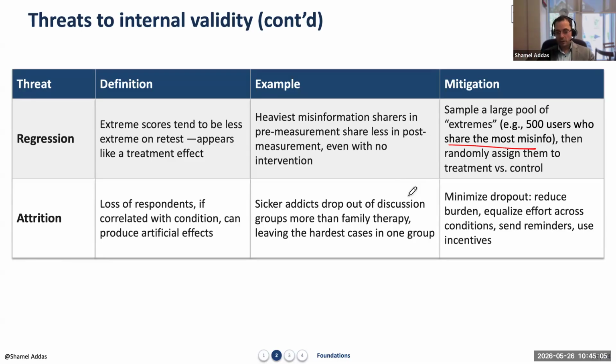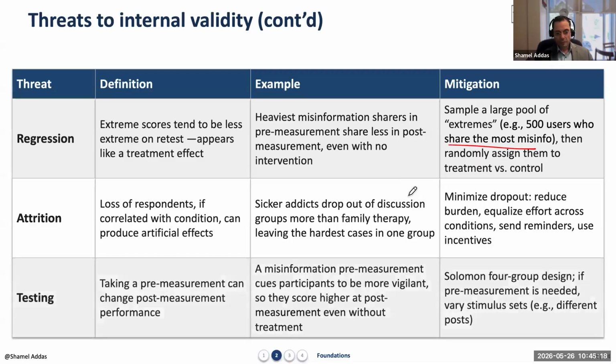So it leaves the hardest addiction cases in one group, but it happened because of attrition. So whatever you conclude about the effectiveness of the intervention might be confounded by the attrition. And then finally, testing. This is the typical Hawthorne effect, when being tested affects your answers.